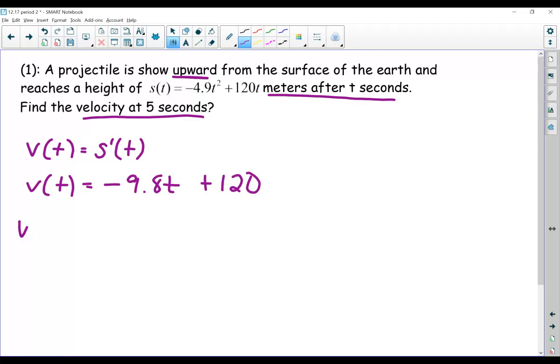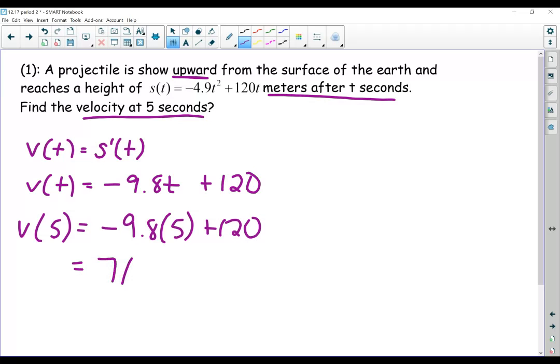Then I want to find the velocity at 5 seconds. So I'm just going to plug in 5 for t. And that gives me 71, I think. And then my units would be: position is measured in meters, time is measured in seconds, so velocity would be meters per second since it's a rate of change.